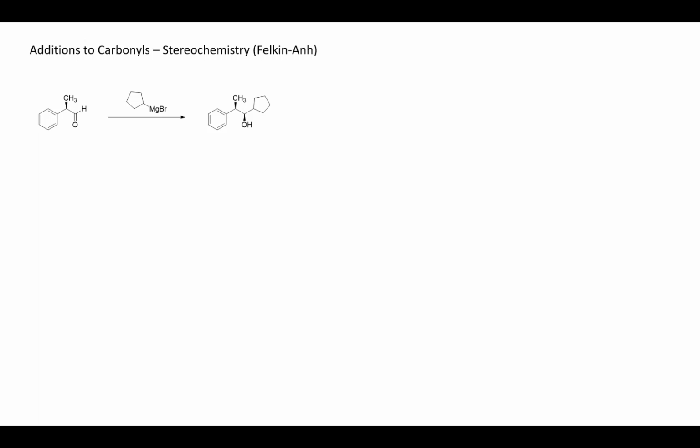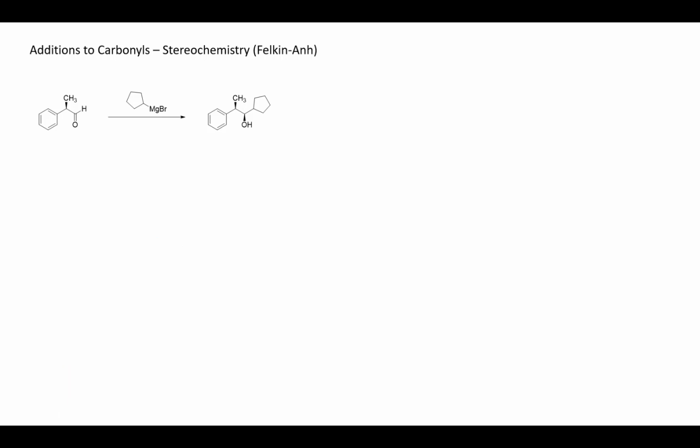Next, we talk about additions to carbonyls. We're going to talk about a couple of examples where stereochemistry is important in those carbonyls. In these carbonyl addition products, in both cases that we're going to talk about, we're going to have multiple stereocenters formed, and we're going to be able to describe the relationship that we would expect between them.